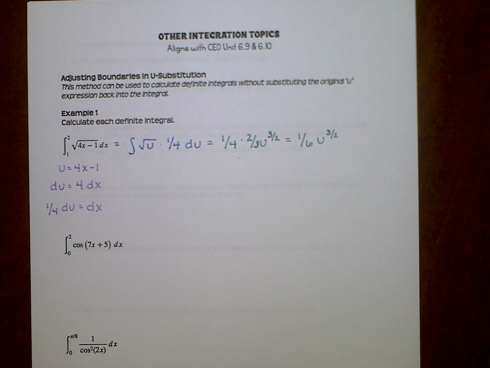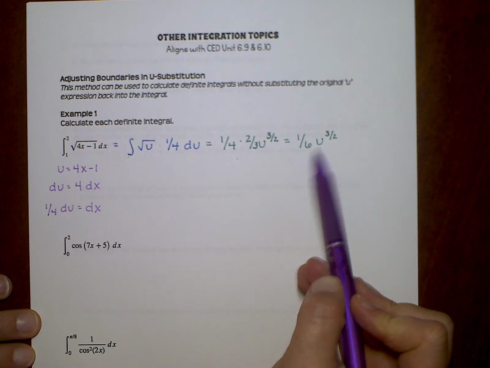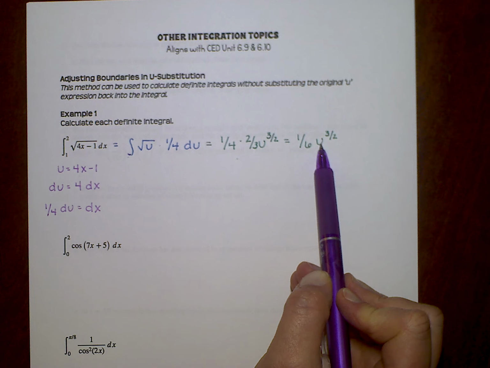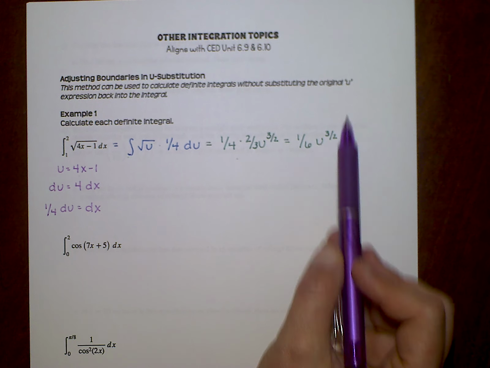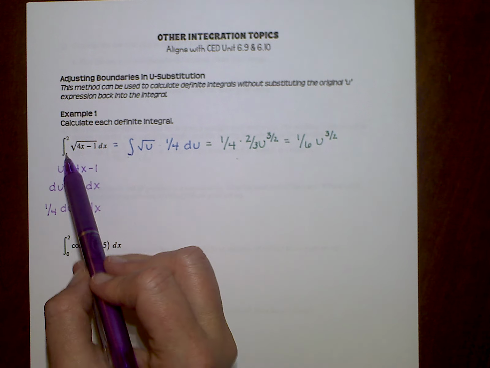Now, I want you to pause right here, okay? Because as far as what we've been doing for the last couple of days, our next step would then be to take this 4x minus 1 and put it back in here for u. And we could do that. We could put the 4x minus 1 here and then evaluate that from 1 to 2.